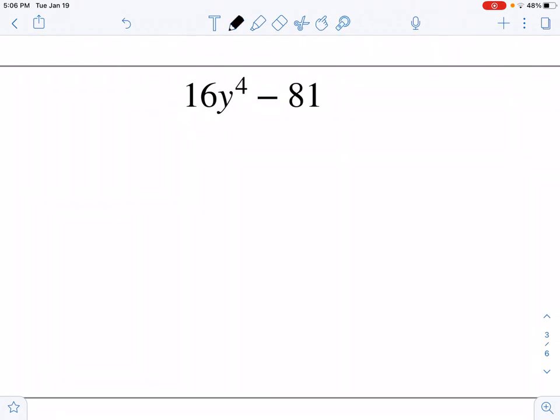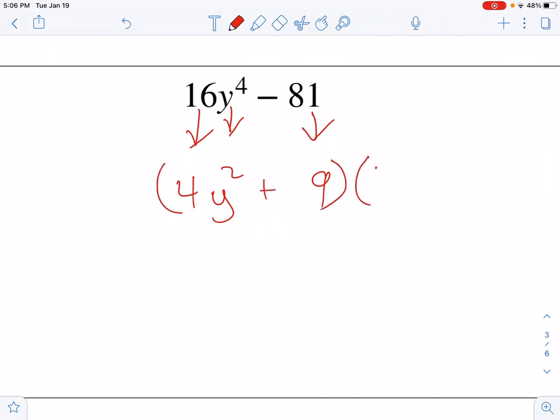So check this one out. This one's fun. Difference of squares, perfect squares are subtracting, no greatest common factor. Square root of 16 is 4. Square root of y to the fourth is y squared. Square root of 81 is 9. I have one set that's plus. I have one set that's minus.